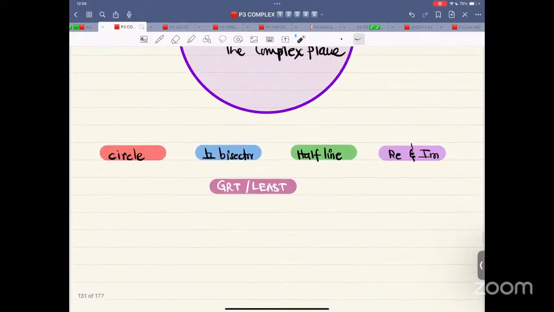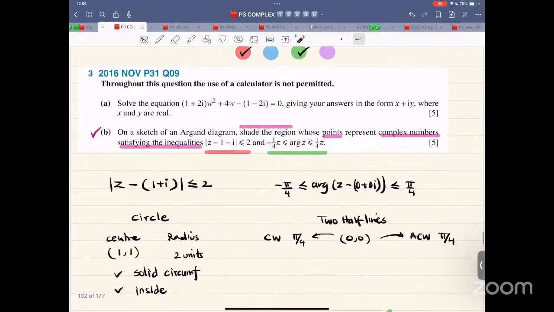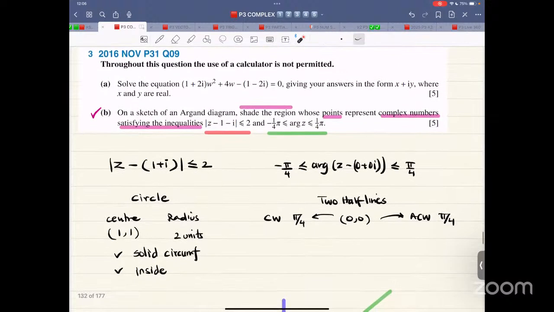Now, I have categorized the questions like these, and there would be some greatest least values questions also coming up. So the red one, that is about the circle. The blue one, that is perpendicular bisector. Green one is half line. The purplish one is real and imaginary part. And the some mauve color with the white thing in it, greatest least values. Now, something like this. I'm just focusing on the loci question.